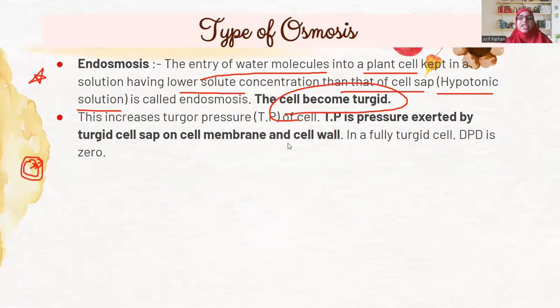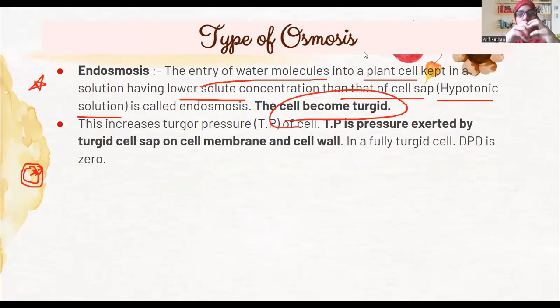So there will be a pressure created on the cell membrane and the cell wall. That is known as turgor pressure. Basically, on swelling, on becoming turgid, the pressure which is created is TP, turgor pressure.